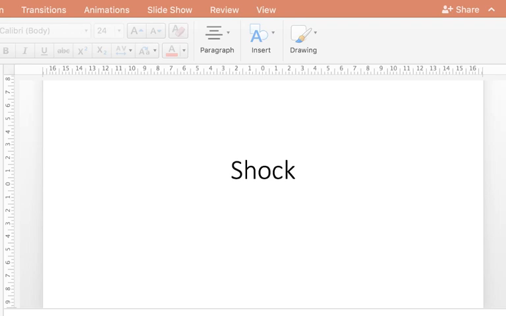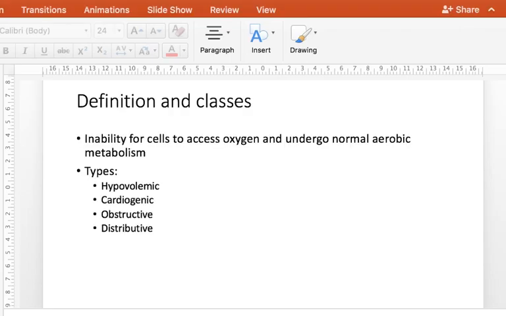Hi, today we're going to talk about shock. So, shock is the inability of cells to access oxygen and undergo normal aerobic metabolism. What that means is that all the cells in your body need oxygen so that they can break down glucose or sugar into ATP.